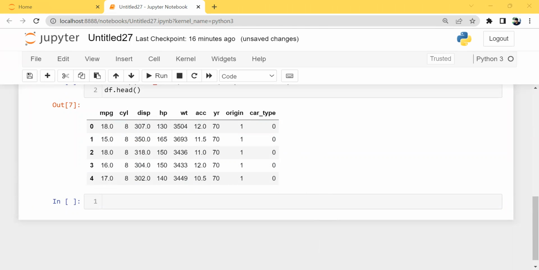And now you need to have a look at the number of rows and number of columns here. So what are the ways to look at the number of rows and columns of a data frame?